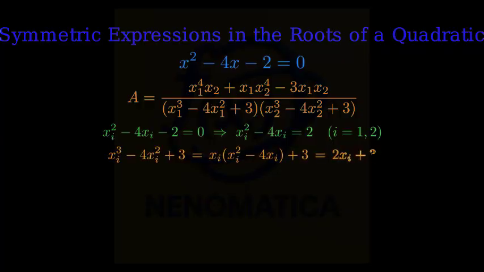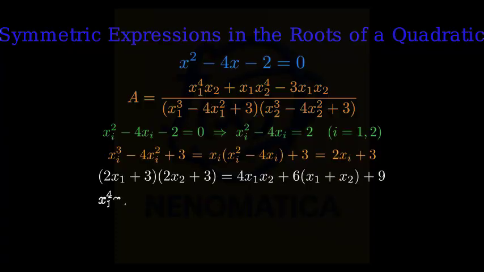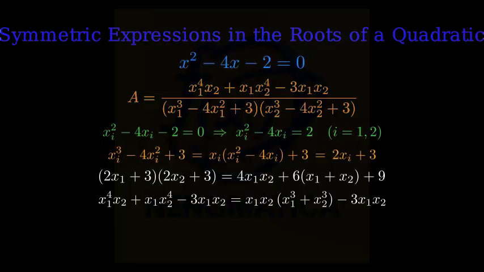Therefore, the denominator is the product (2x1 plus 3) times (2x2 plus 3). Expanding gives 4 times x1 x2 plus 6 times the sum x1 plus x2 plus 9. Now rewrite the numerator by factoring out x1 x2. We get x1 x2 times (x1 cubed plus x2 cubed minus 3x1 x2). Next, use the identity for a sum of cubes: x1 cubed plus x2 cubed equals the sum cubed minus 3 times the product times the sum.